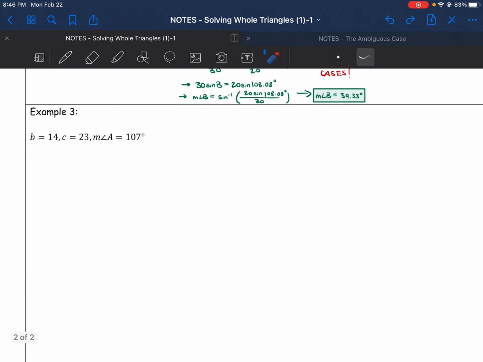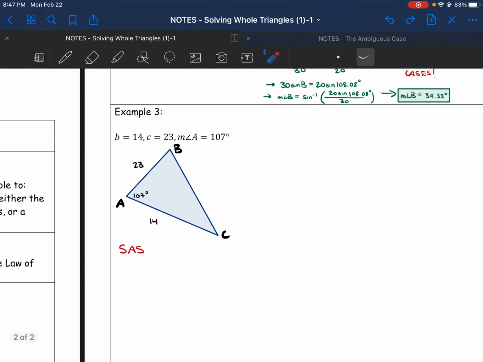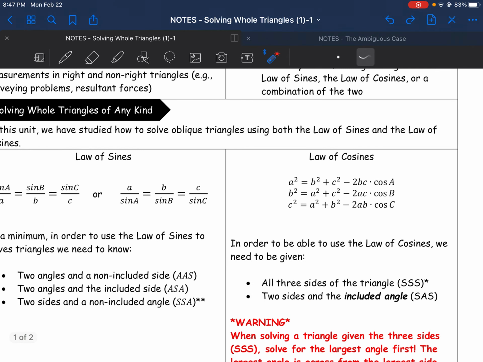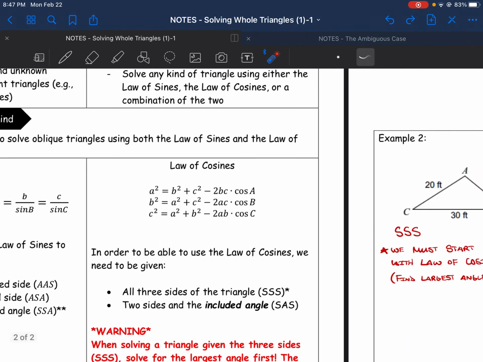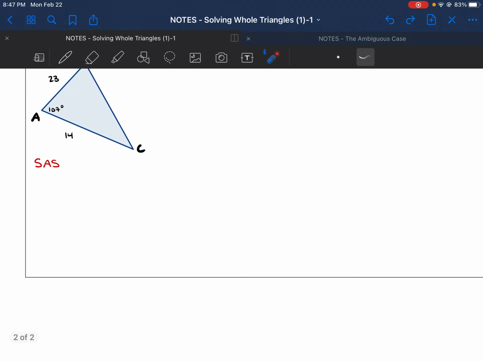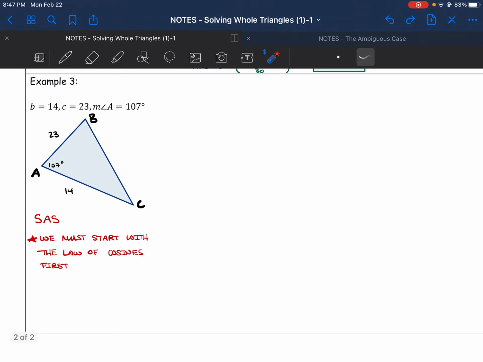Okay. All right, example 3, our last example in these notes. We're given that B is 14, C is 23, and the measure of angle A is 107 degrees. I'm going to go ahead and construct a picture here. You should always do that when you're not given a figure. And notice that we have a side angle side triangle. And if we have a side angle side triangle, we have to use the law of cosines. So, law of cosines comes first.